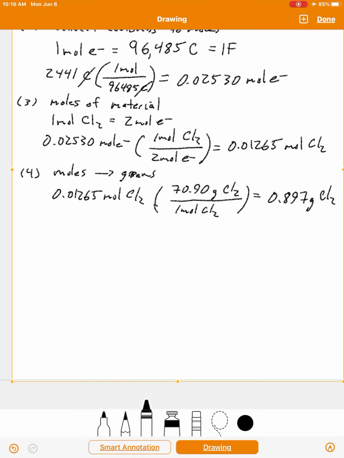And there we go, we got our answer for chlorine. We didn't do it for calcium. Let's do the same thing for calcium. Same idea. What we do is we take our moles of electrons and we convert that to moles of calcium. So here's how many moles of electrons we have.